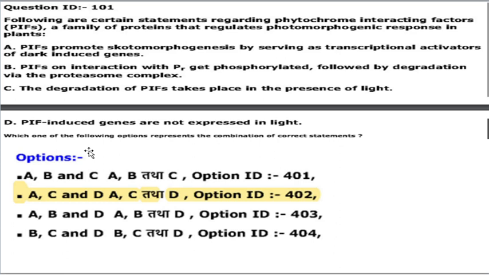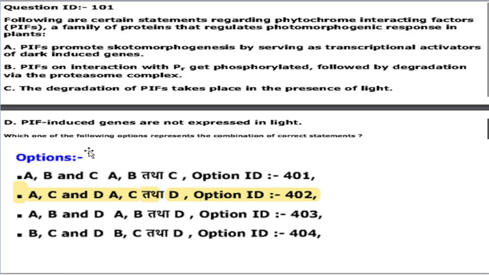Next, the following statements are with regard to phytochrome interacting factors. Phytochrome interacting factors are a family of proteins that regulate the photomorphogenetic response in plants. They gave 4 statements and are asking which combination of statements is correct. The first is that these PIFs promote scotomorphogenesis, which means development of the plant in the absence of light, in the dark, by serving as transcription activators of dark induced genes.